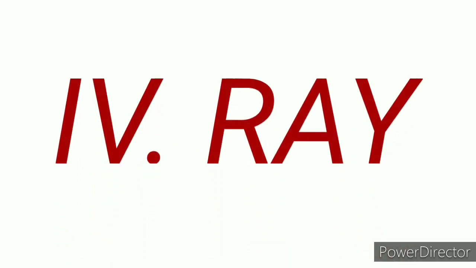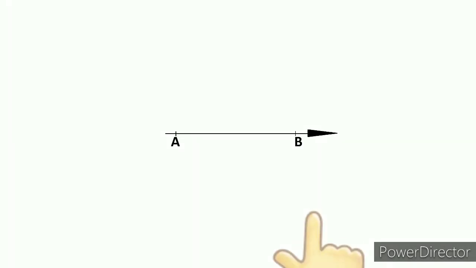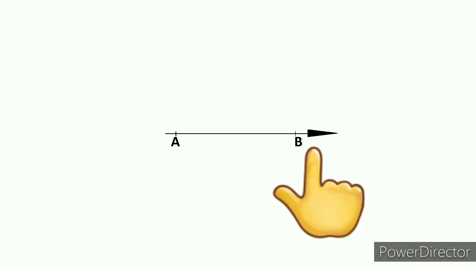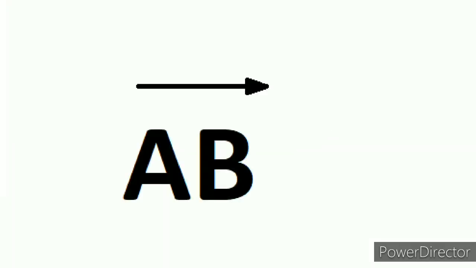Next is ray. A line segment extended endlessly in one direction is known as a ray. Thus, a line segment AB extending endlessly in the direction from A to B and marked by an arrow mark at B represents a ray AB. We represent it by a single arrow line towards right as shown on the screen.